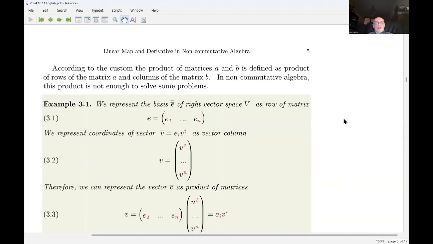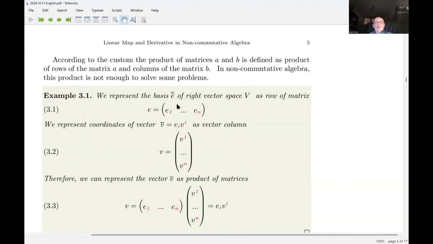We consider the first example. We represent the basis e of the right vector space V as a row of matrix 3.1. We represent coordinates of vector v with respect to the basis e as a column vector 3.2. Therefore, we can represent the vector v as a product of matrices 3.3.